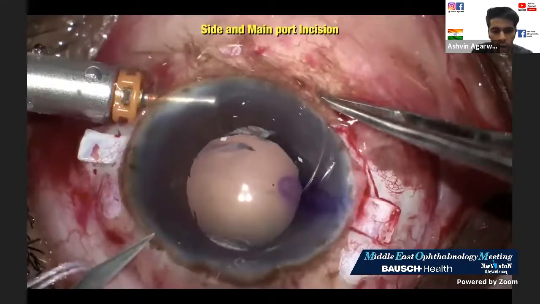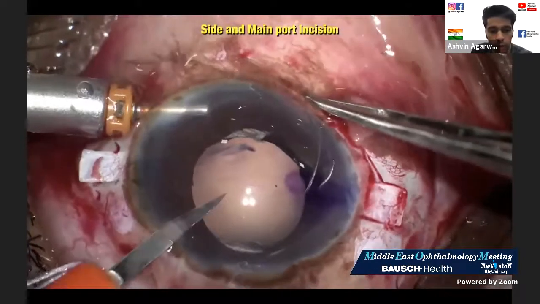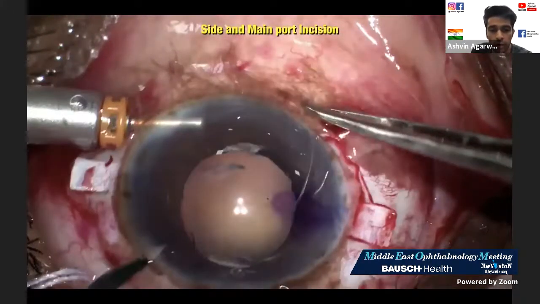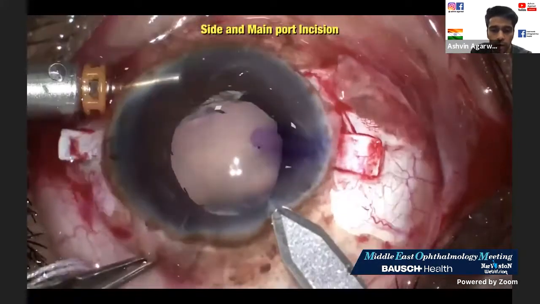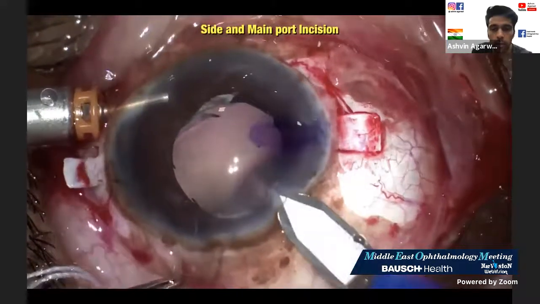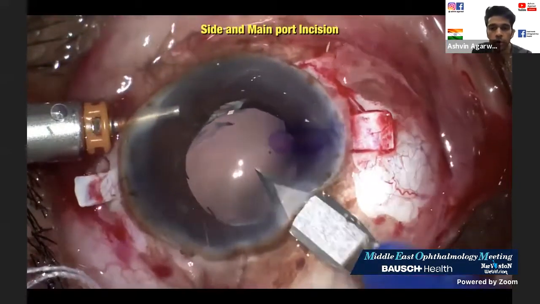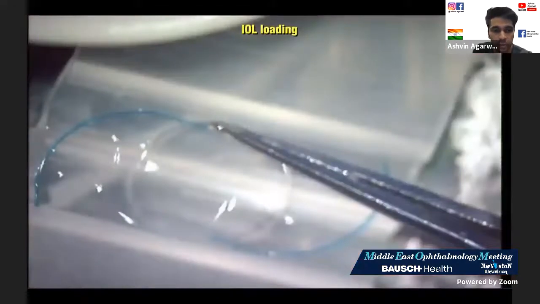I next make my corneal incisions. One is a side port entry on my left because I'm a right-hander. And on the right side, I make my main port incision where my intraocular lens will be inserted. Next is my load.